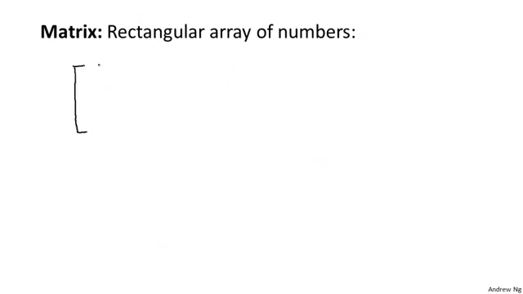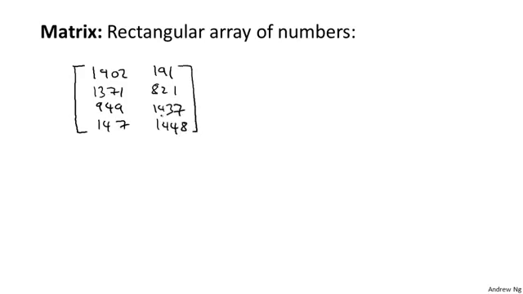I'm going to write a left square bracket and then write in a bunch of numbers. These could be features for a machine learning problem, or it could be data from somewhere else. But the specific values don't matter. And then I'm going to close it with another bracket on the right. And so that's one matrix.